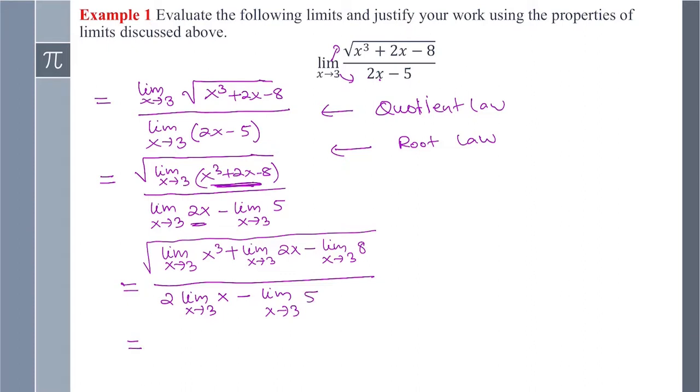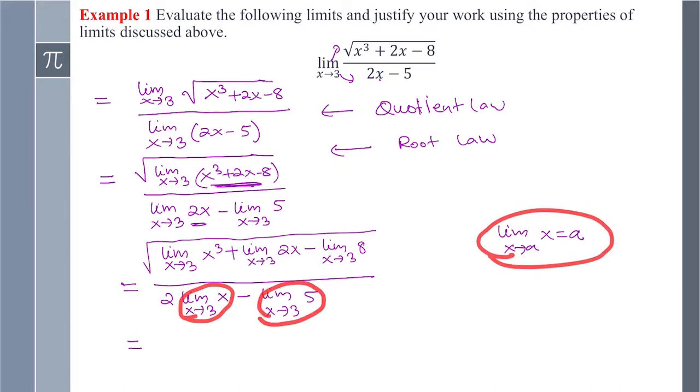For the first one, I can use the power function law that we just got in the previous slide. For this one I can use the constant multiple and then this limit. So I can use limit as x approaches a of x equals a. And then for the next one here, I can use the limit of a constant function, which is the constant itself. So same thing here. Here I can use this law, okay? For this one, I can use the constant law. So now we can go ahead and evaluate this limit.